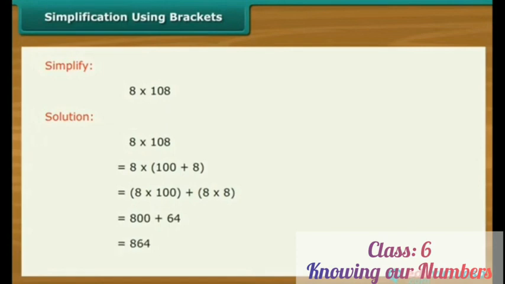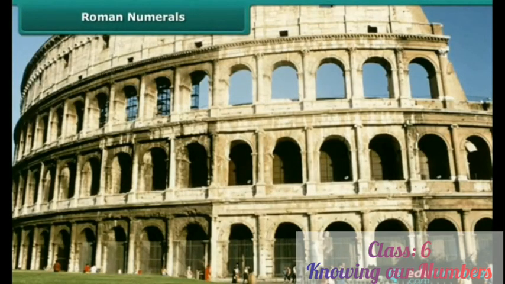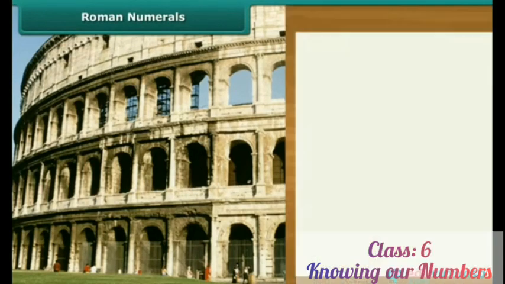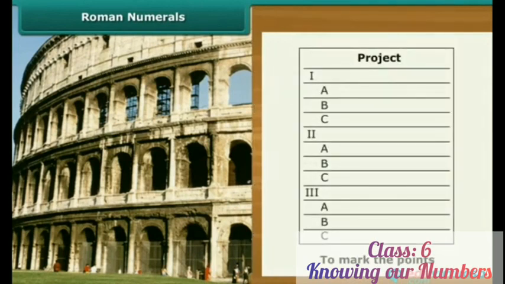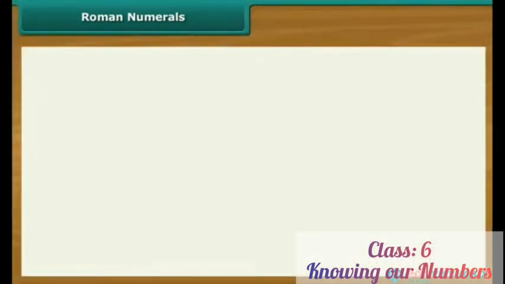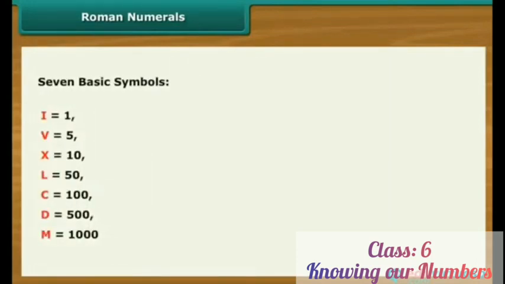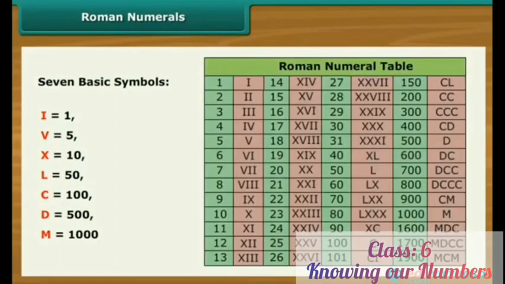Roman numerals. We use the Hindu-Arabic system of numerals. The other system of numerals is the Roman system. It is one of the oldest systems of writing numbers, which is still present in many places. Like the Hindu-Arabic numeral system, the Roman numeral system uses 7 basic symbols to represent numbers, as follows. Look at the table of symbols.